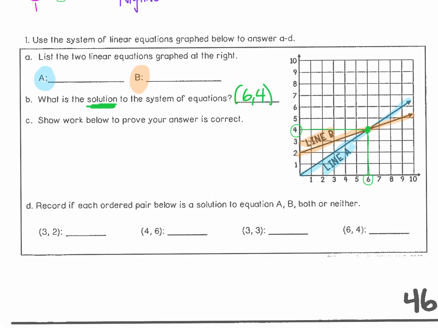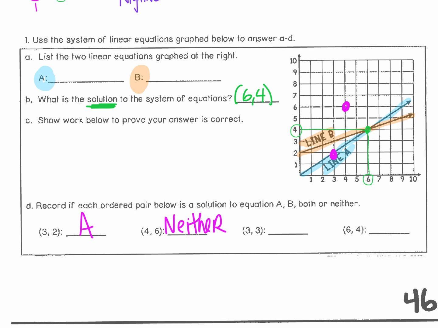It says record if each ordered pair below is a solution to equation A, so the blue line for me, equation B, the orange line, both, it's on both lines, or it's a point that's on none of the two lines. So the first one is 3, 2. If I put a dot where 3, 2 is at, it's right here. That looks like it's on line A. Then 4, 6, that is way up here. So I would put neither on that point.